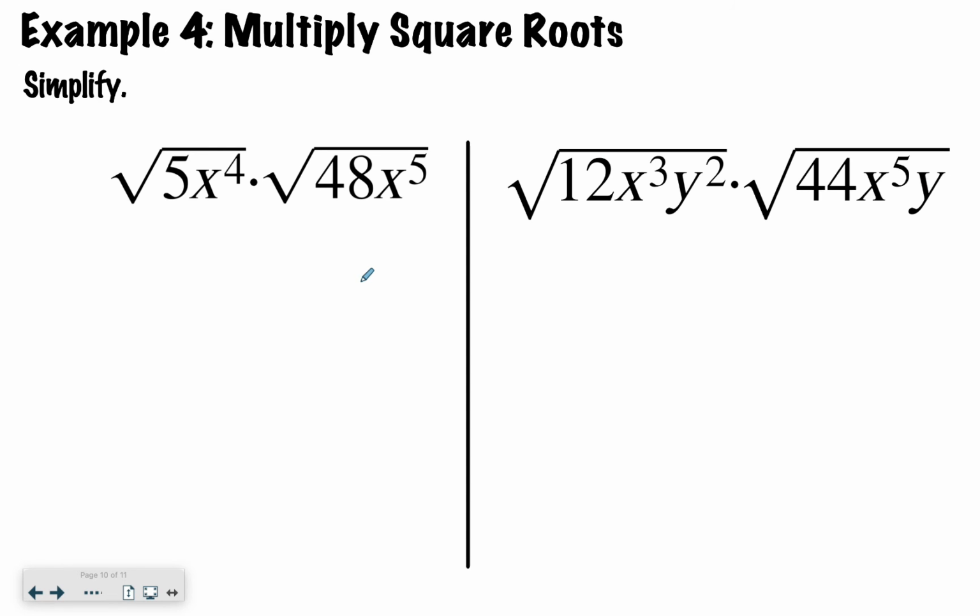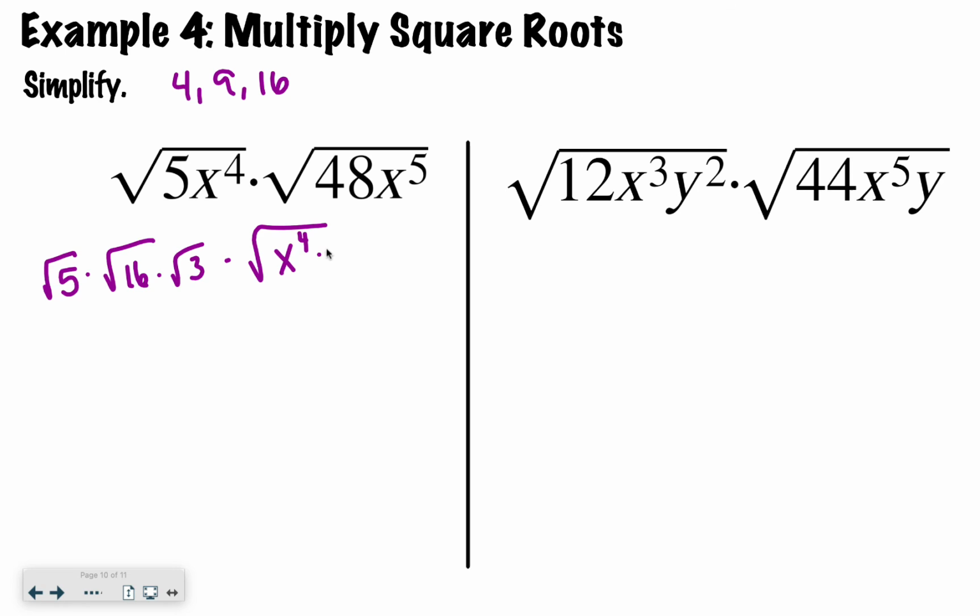Let's move on to the same idea, but now with variables. So we have 5x to the 4th times 48x to the 5th, and we need to figure out what simplifies. Something I like to do is break up big numbers into something smaller. I know 5 doesn't break up, but 48, using perfect squares, I know 16 goes into 48, and it goes in 3 times. And then I have these variables.